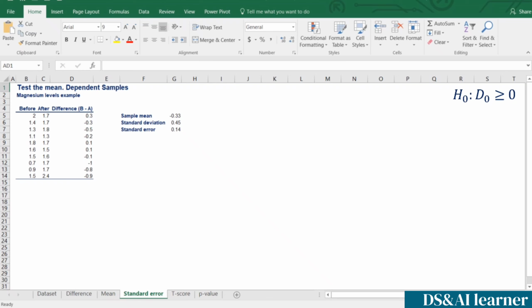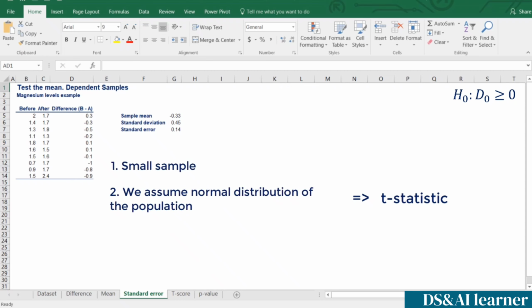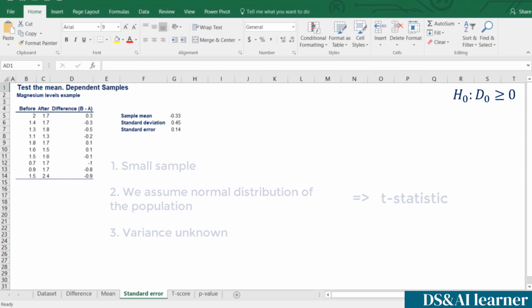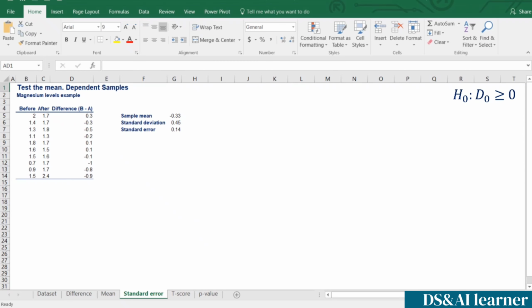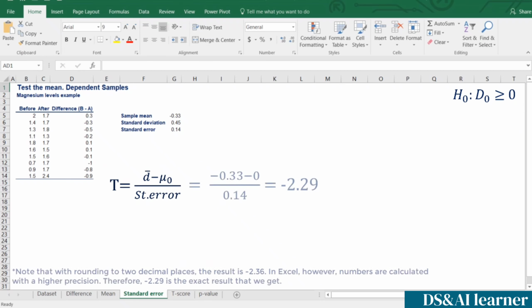The appropriate statistic to use here is the t-statistic. We have a small sample, we assume normal distribution of the population, and we don't know the variance. So, the t-score is equal to the following expression. Now we can simply carry out the calculations and find that its value is minus 2.29.